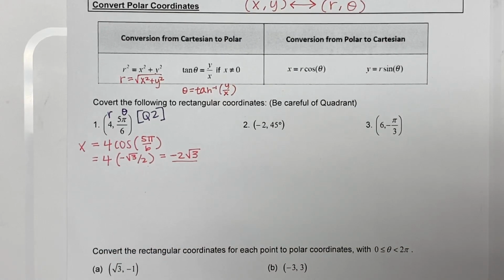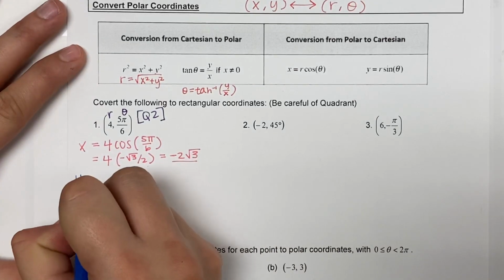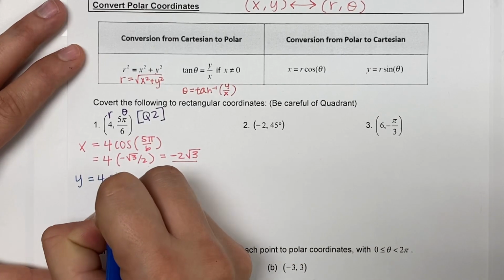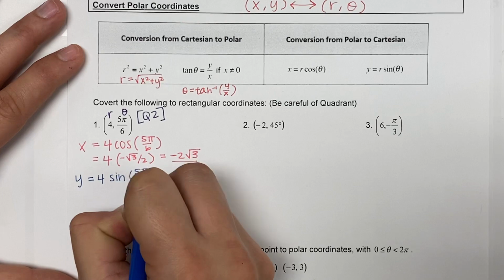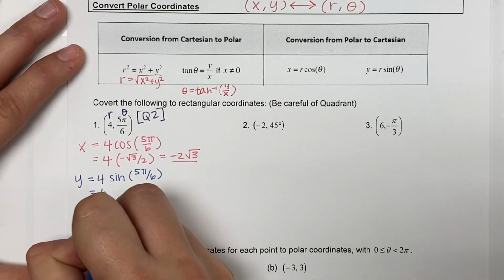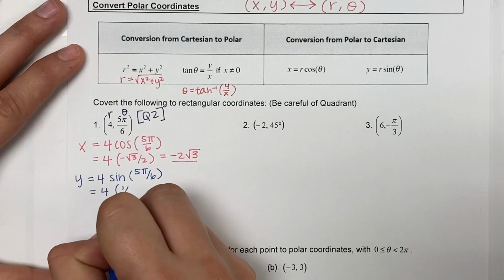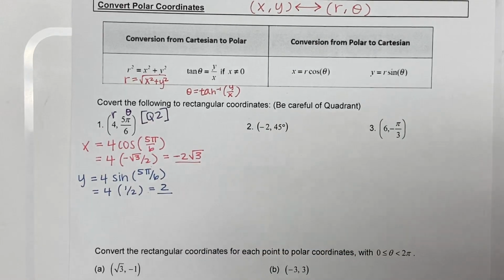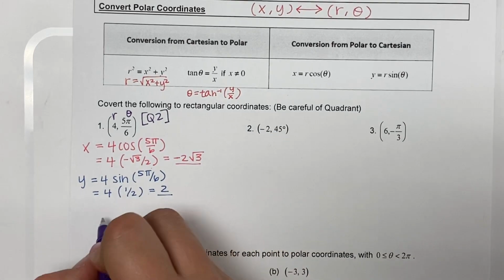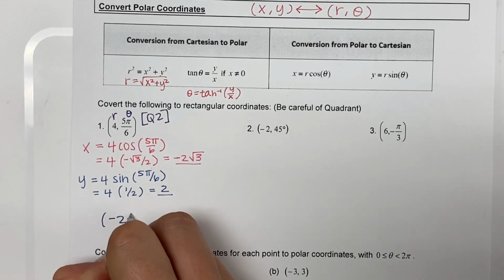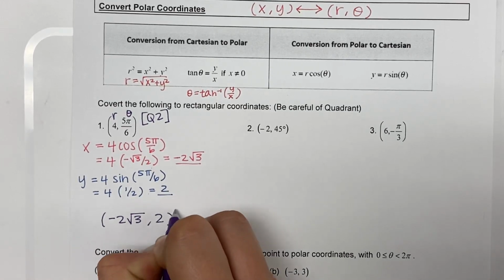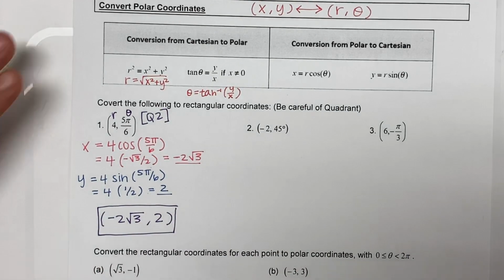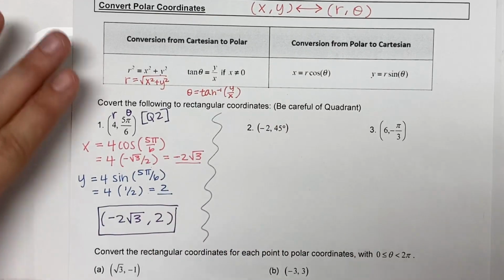Our y value is the same thing, but we're doing 4 sine theta. So 4 sine of 5 pi over 6. So that's 4 times 1/2, which is 2. So here's my x value, here's my y value. I just need to write it as a coordinate. So negative 2 root 3, 2. Any questions? Yay, not too bad. You just gotta know your unit circle.